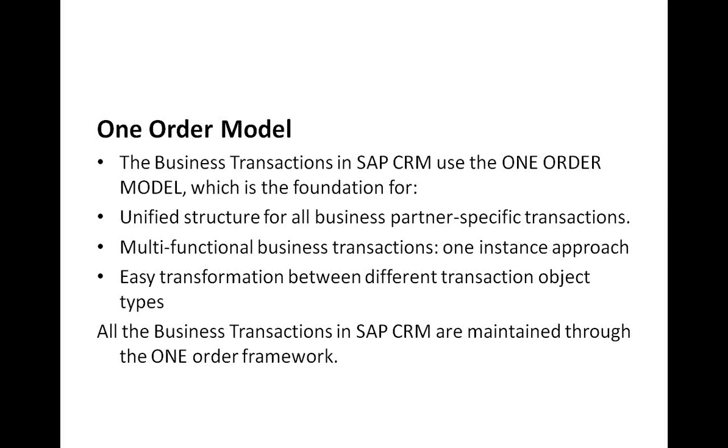But coming to CRM, when I say unified structure, it means only one transaction code. With that one transaction code, you can create a sales order, a service order, a lead, or an opportunity. Any transaction you can create with that single transaction code. The screens are all the same. But how the one order model manages all these transactions is that the screens are loaded dynamically.